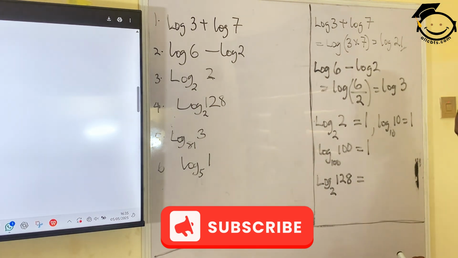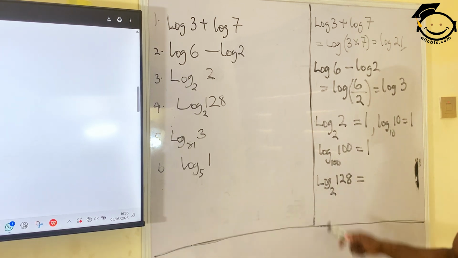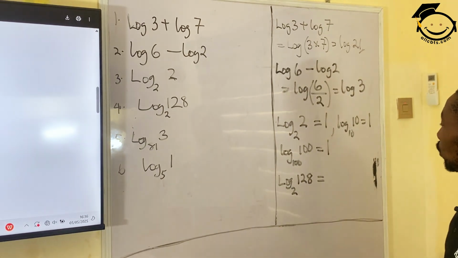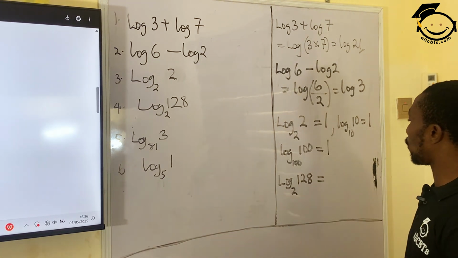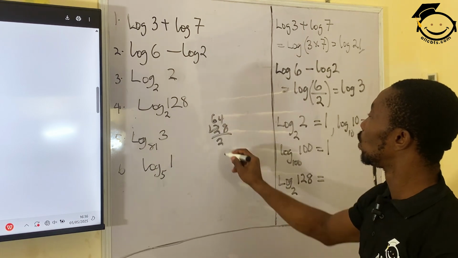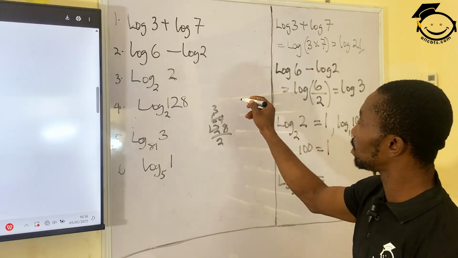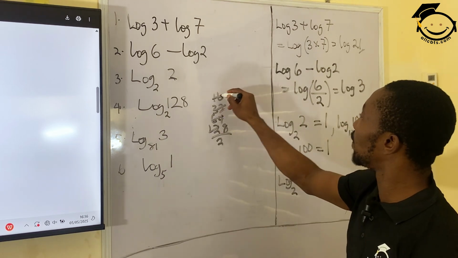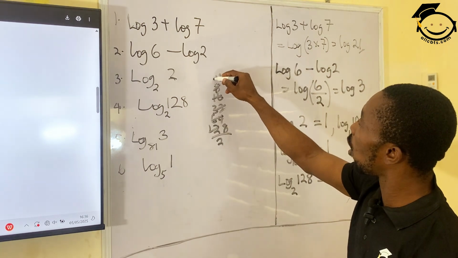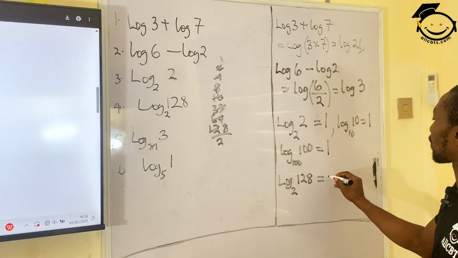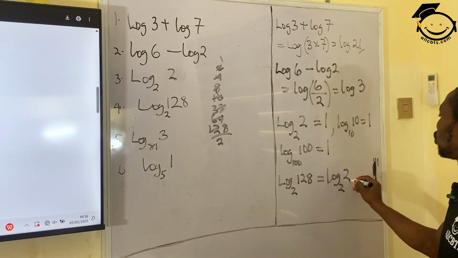Now, for us to solve this, we have to break down our big figure 128. If we are to break down this number, we are going to look for what number would multiply itself to give us 128. Let's start with our lowest term of 2. 128 divided by 2 gives us 64, divided by 2 gives us 32, divided by 2 gives us 16, divided by 2 gives us 8, 4, 2, and 1. So we can see 1, 2, 3, 4, 5, 6, 7. So 128 we can rewrite as log base 2 of 2 raised to power 7.